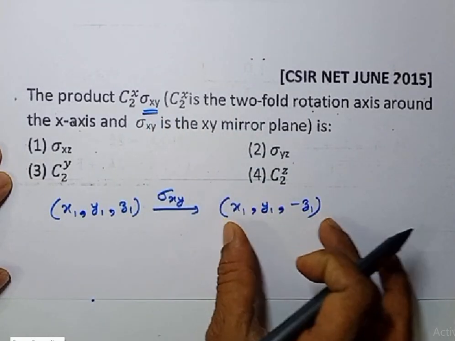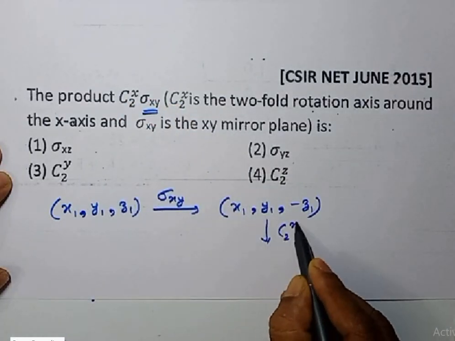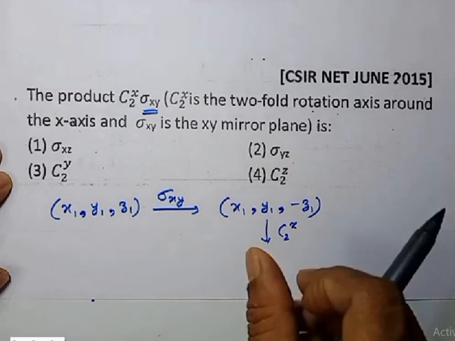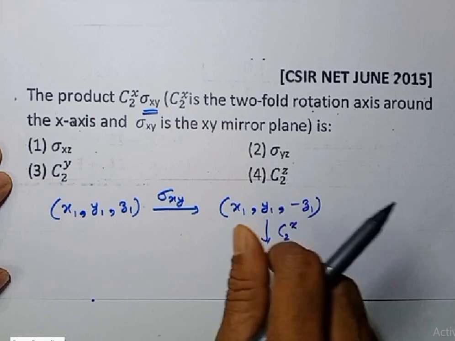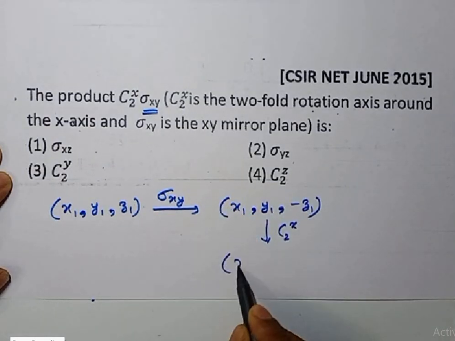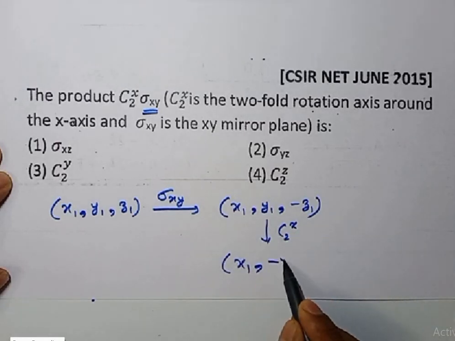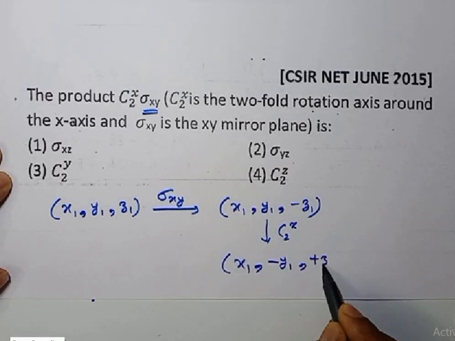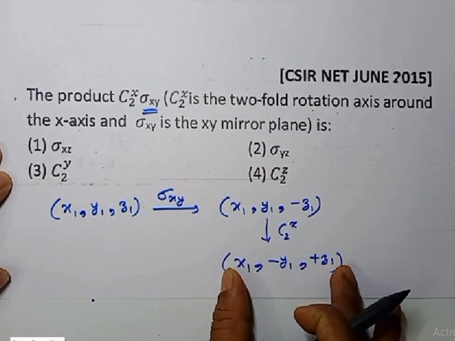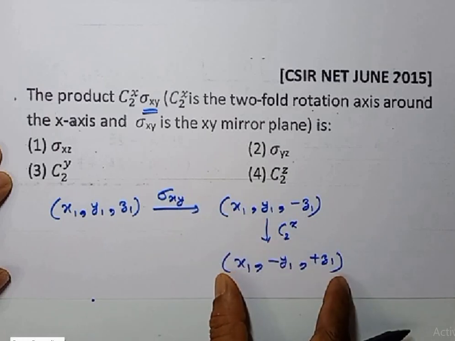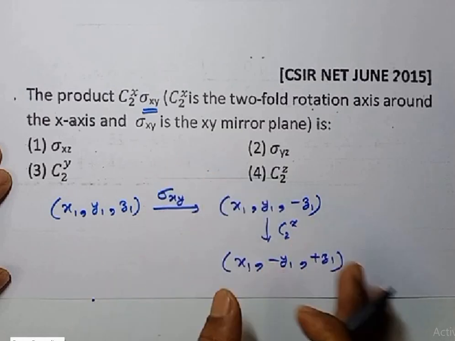We got some result. Now for the result, you apply C2x operation. C2 is given like this, meaning you have to rotate along x-axis by 180 degree. If you do rotation by 180 degree along x-axis, x remains as such, whereas y1 z1 changes sign. So y1 becomes minus y1 and z1 becomes plus z1. So I got some result which is nothing but the product of these two operations.